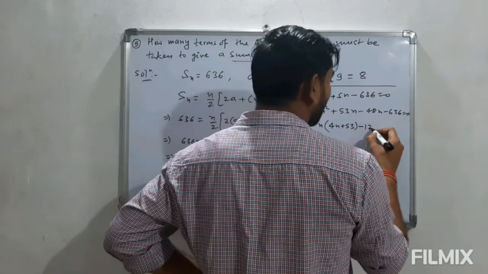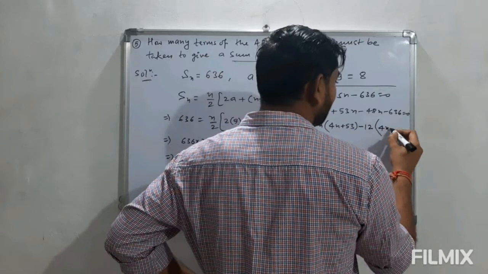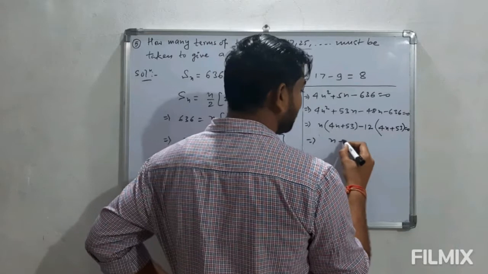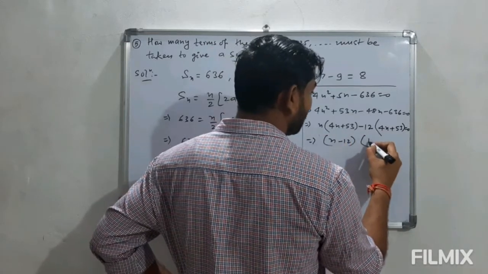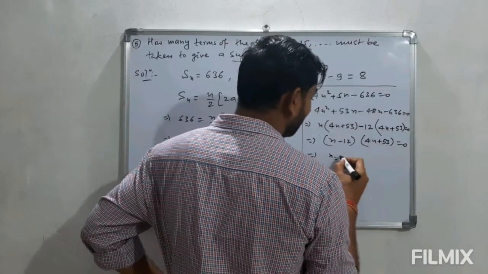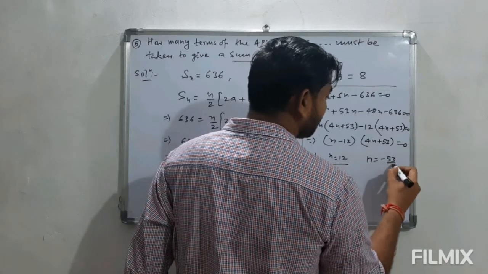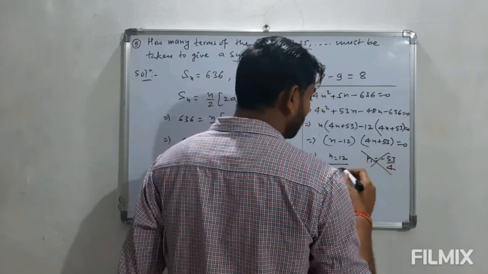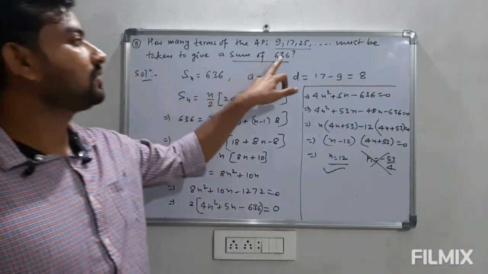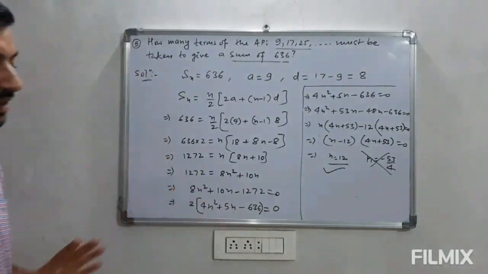So if we take 12 outside, we will be getting 4n plus 53 here. So from here we are getting two factors: n minus 12 and 4n plus 53 is equal to 0. So clearly we have two values, n equals 12 and n equals minus 53 by 4. This is not possible. So the total number of terms that will be taken to get the sum of 636 is 12. So this is how we solve these kinds of questions.